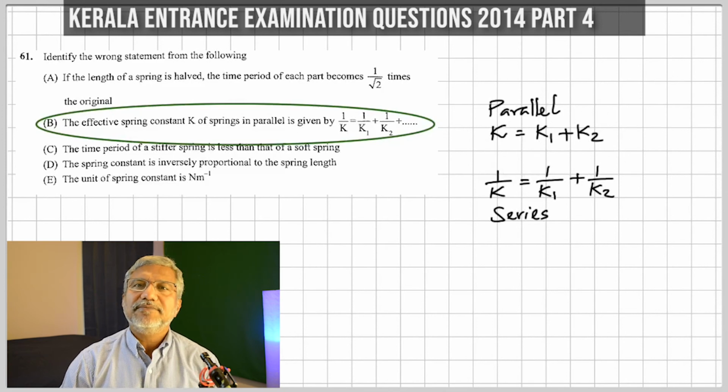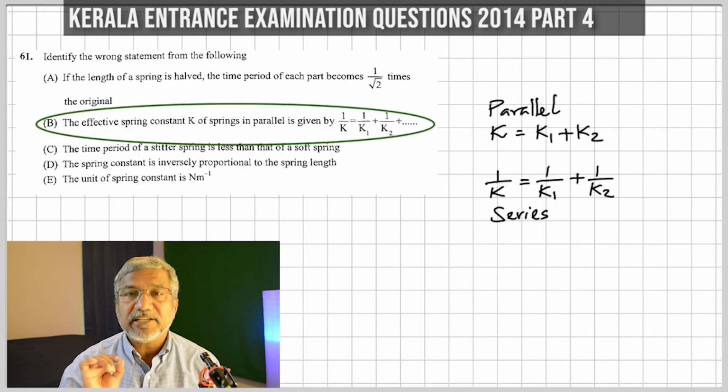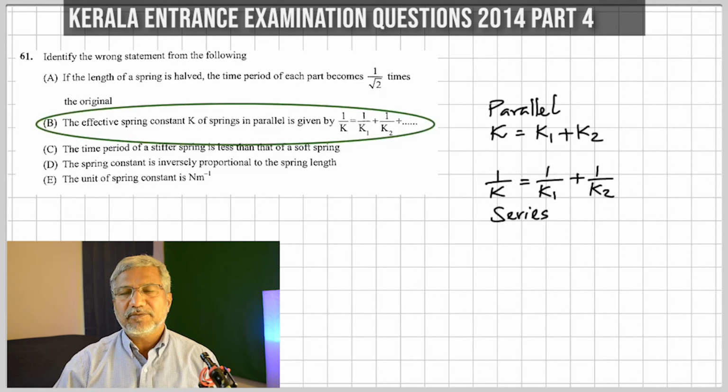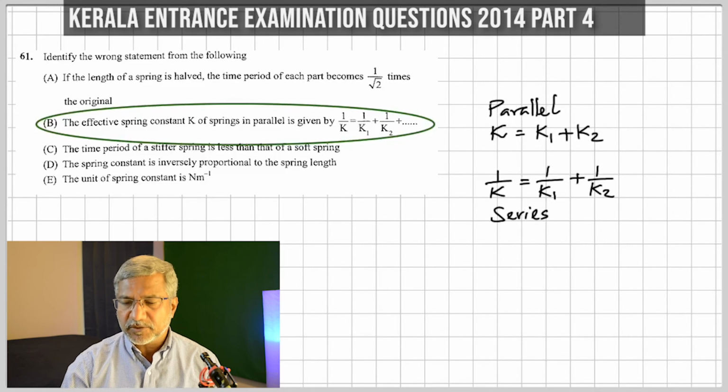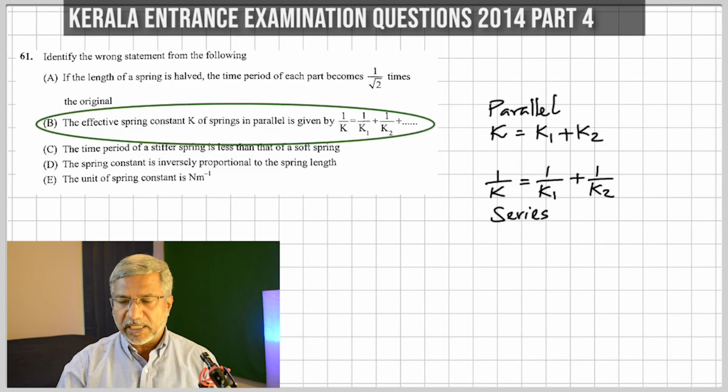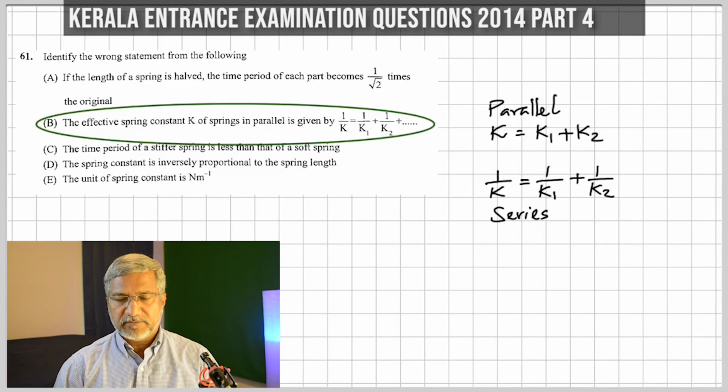So the answer is B, because the effective spring constant of springs in parallel is actually K1 plus K2. This is the formula when springs are connected in series. So they just reversed it, see? Remember, when two springs are connected in series, that's when you use 1 by K is 1 by K1 plus 1 by K2. The other one is for parallel.